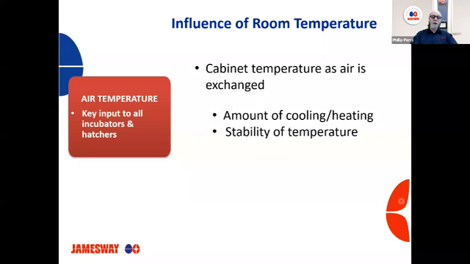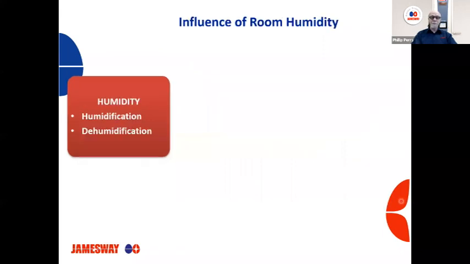The other thing, the influence of the room temperature, is the stability of temperature. We have less cycling. We run a more stable set point on a machine, and it's less up and down, and just needs to be stable. Humidity control is another thing that room temperature affects: the amount of humidity coming on and off inside the machine.